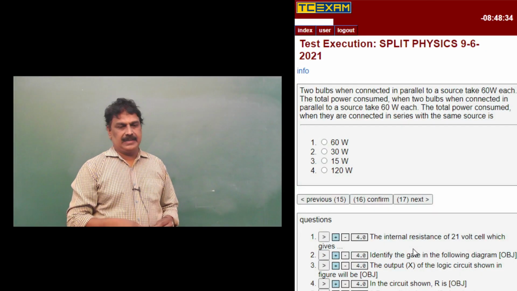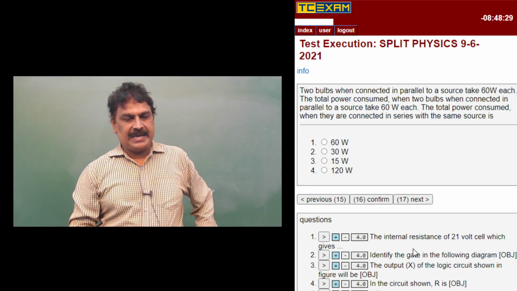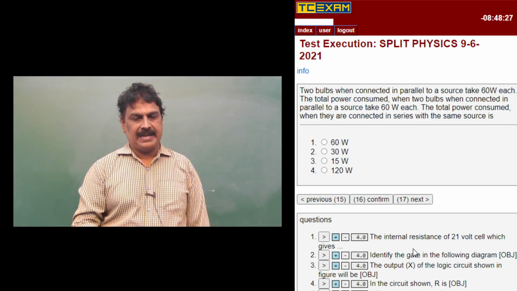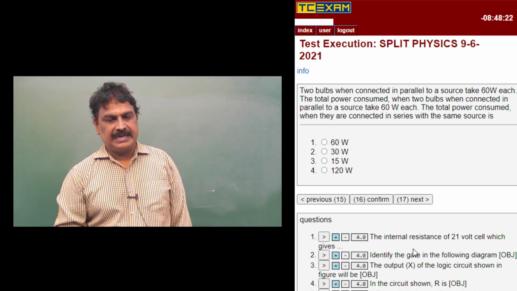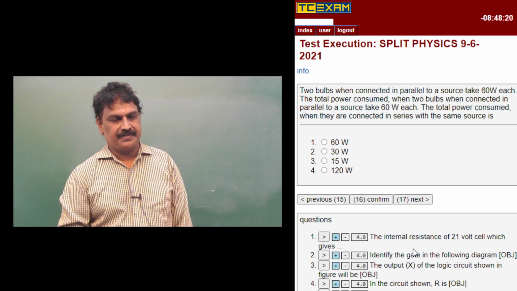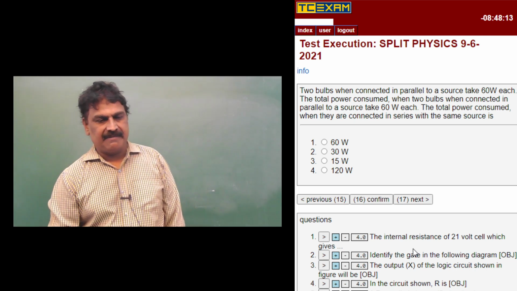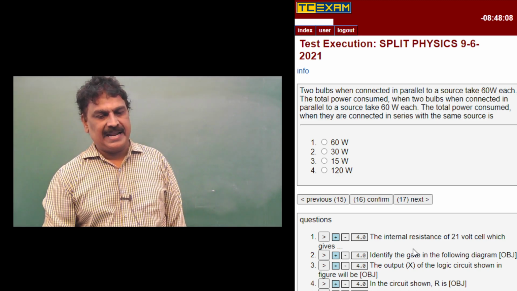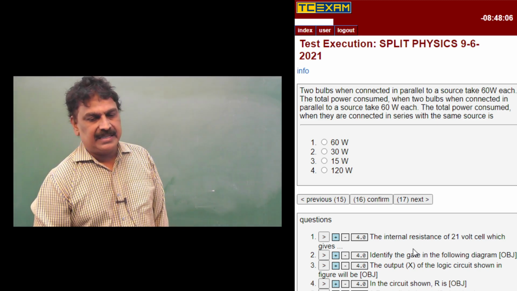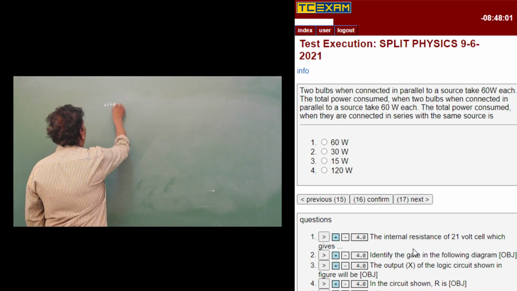Now, the next question: two bulbs, when connected in parallel to a source, take 60 watt each. The total power consumed when they are connected in series with the same source is?